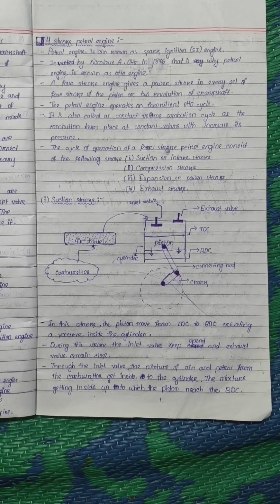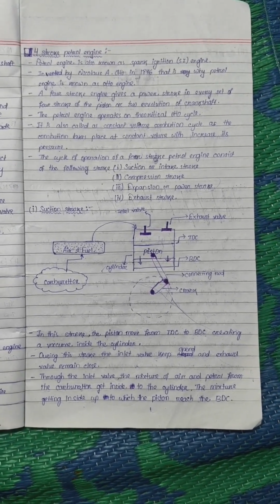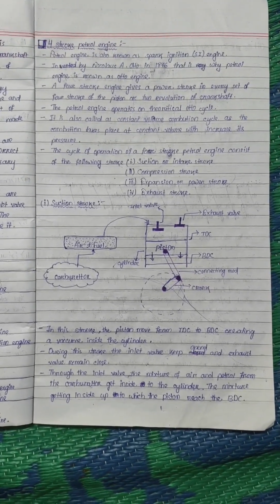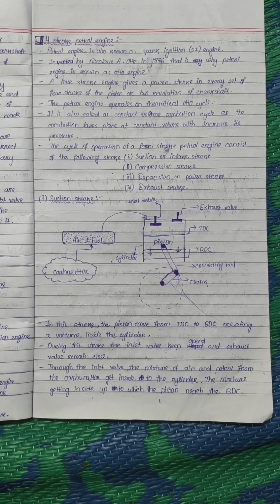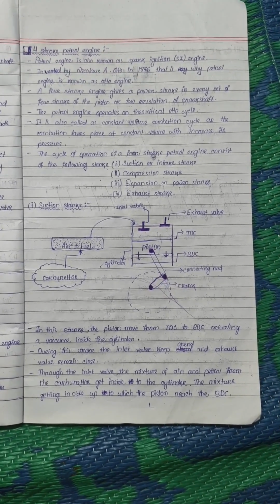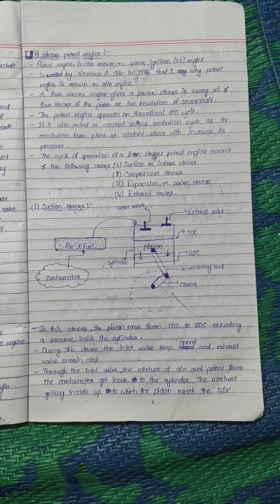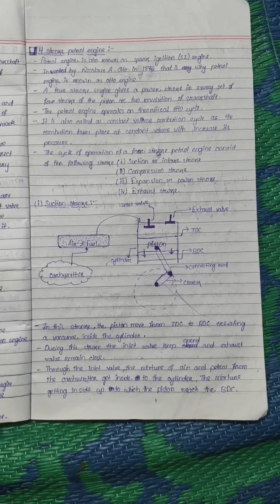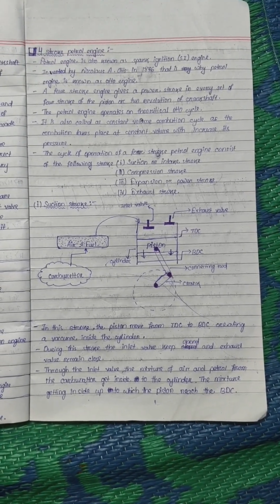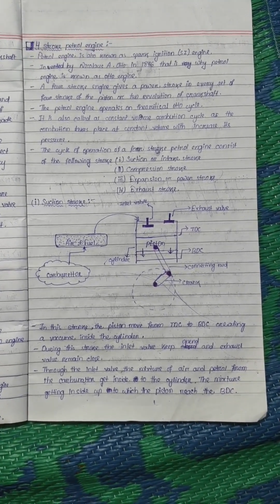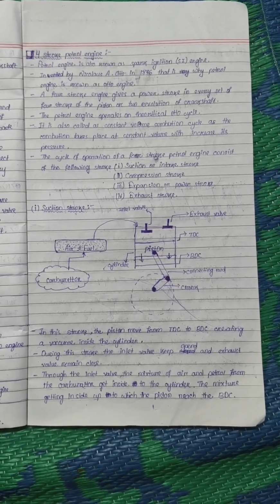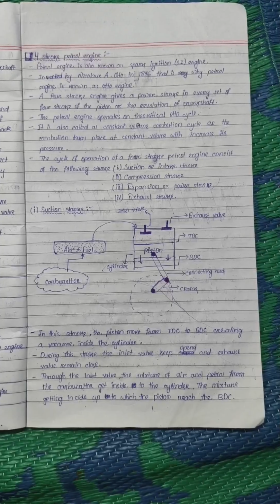Suction stroke. In this stroke, the piston moves from TDC to BDC, creating a vacuum inside the cylinder. During this stroke, the inlet valve stays open and the exhaust valve remains closed. Through the inlet valve, the mixture of air and petrol from the carburetor gets inside the cylinder until the piston reaches the BDC.